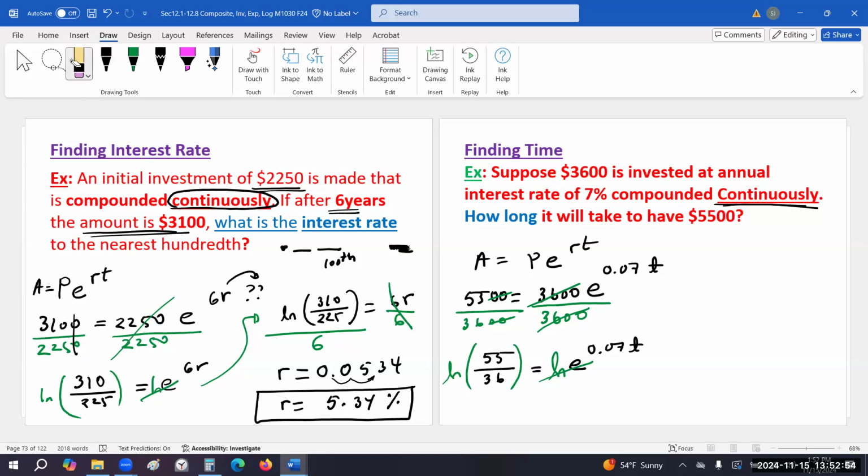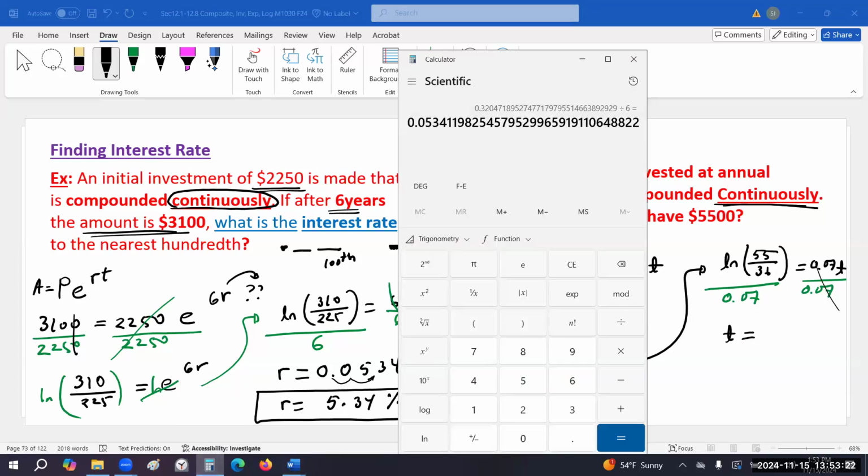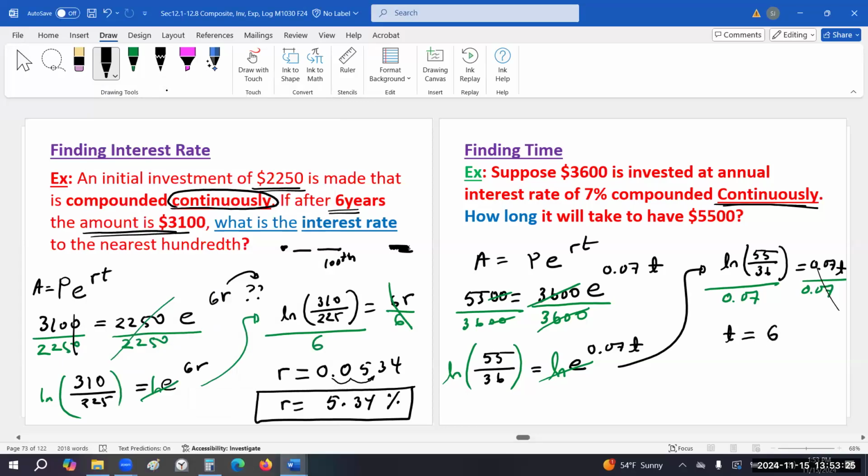let me do it on the side, it's too small. We have ln of 55 over 36 equals 0.07t. Since we want to get the t alone, we divide by 0.07. They cancel out. We get t equals, calculator, 6.054. Since it's years, I think a whole number is fine. 6 years.